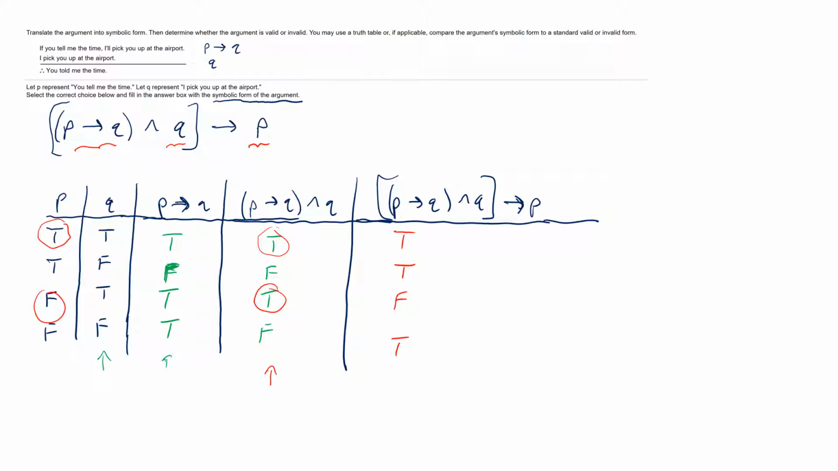Once we've completed this last column, we can then answer the question, is it valid or not? In order for an argument to be valid, this entire column would need to be true. But we have one false, so the argument is invalid. So again, in order to be valid, we would have to have exclusively trues, all trues. If there's just one false, then it's invalid.